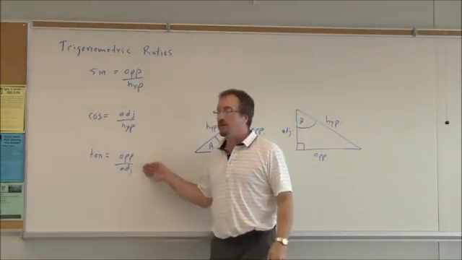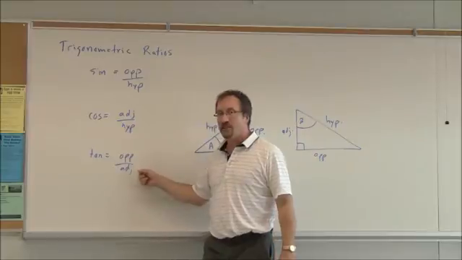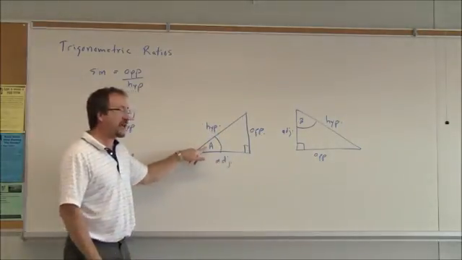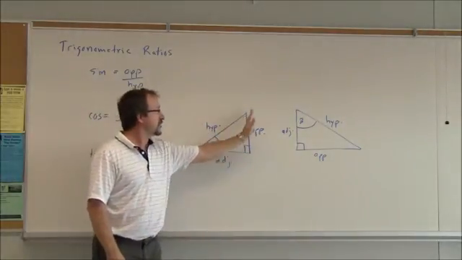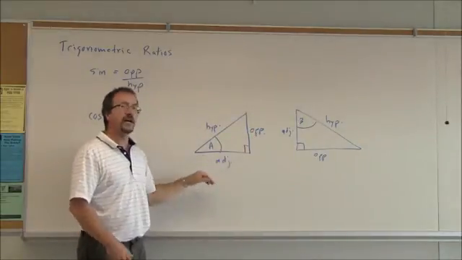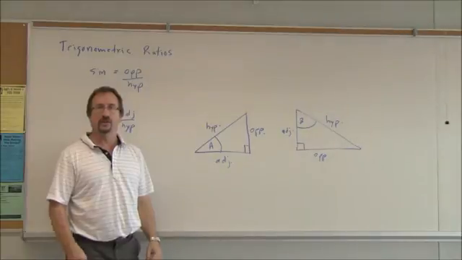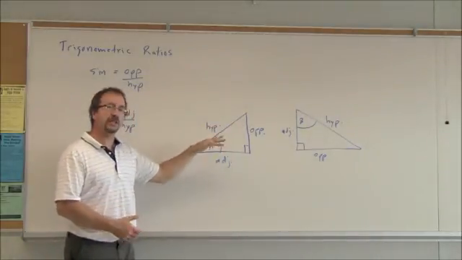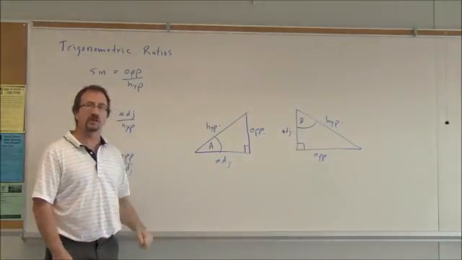The tangent ratio is the opposite side divided by the adjacent side. So once more, from this angle's perspective, there's my opposite side, divide that by the adjacent side, and that'll give you the tangent ratio. So you divide different combinations of sides depending on whether you want sine, cosine, or tangent.